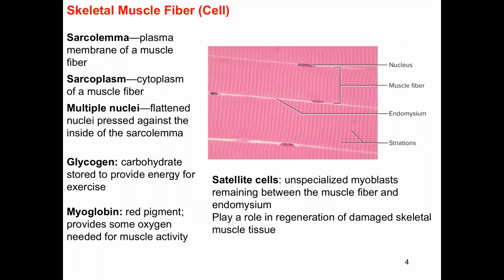Now, things that we'll talk about are glycogen and myoglobin. So glycogen, if you remember, is the way that animals store sugar. So those long, long chains of glucose molecules that are branched, that's called glycogen. And that's often stored up in the liver, but also in muscle.